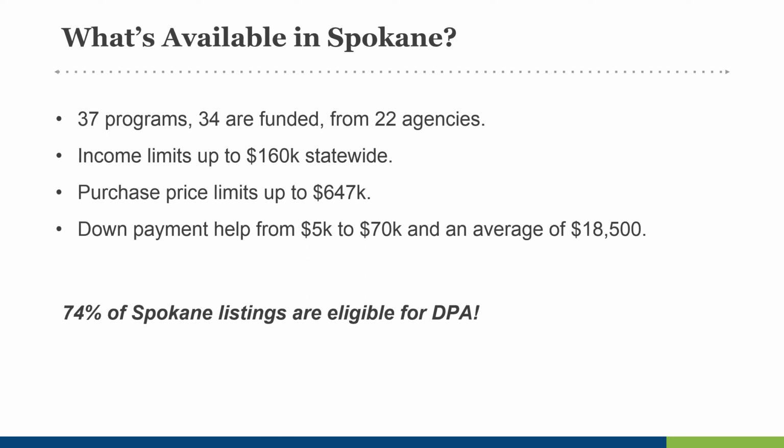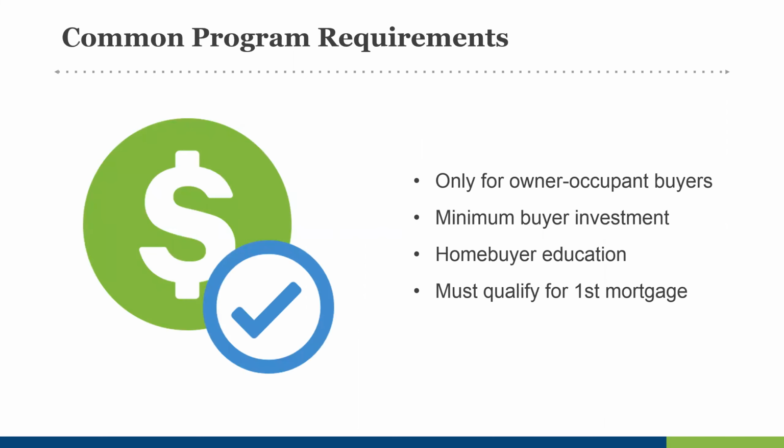In your market, in Spokane, as of yesterday, 74% of Spokane Association of Realtors listings are eligible for one or likely many down payment assistance programs. And as such, we'll have a down payment button in Paragon on agent and client views. And I will take a moment at the end to show you what this looks like in Paragon as well as a few screenshots. So that's what's available in your market.